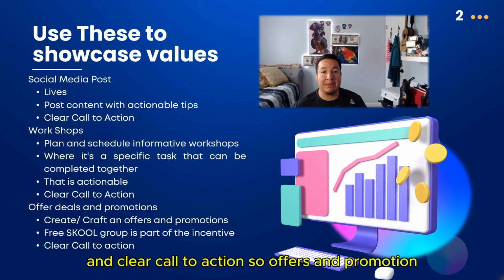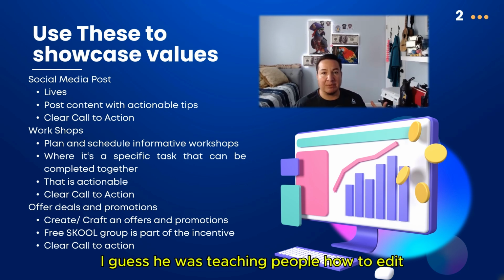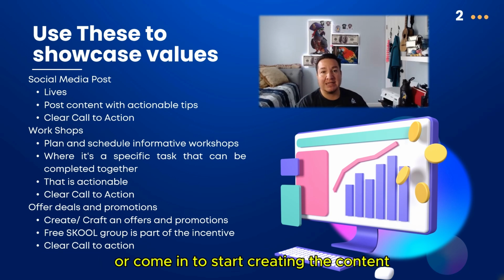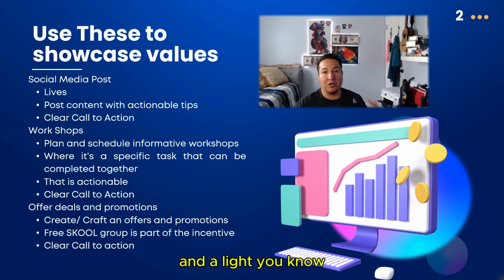So, offers and promotion. My mentor did a really good offer when we're creating these groups, right? He did a workshop where he was teaching people how to edit and start creating their content. The workshop was $199, but it included your tripod, your microphone set, and a light. If you go online and get that at Amazon, that's $100. So that's a lot of value.